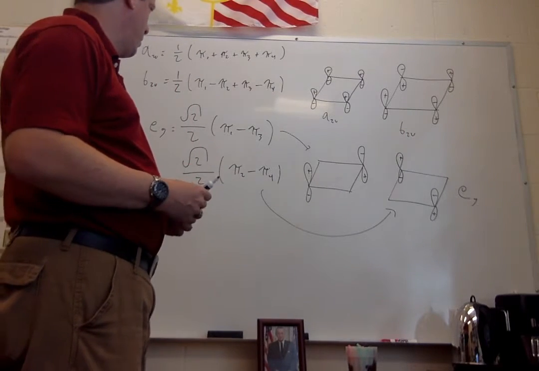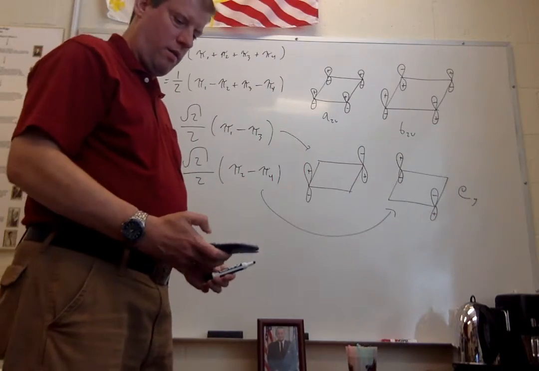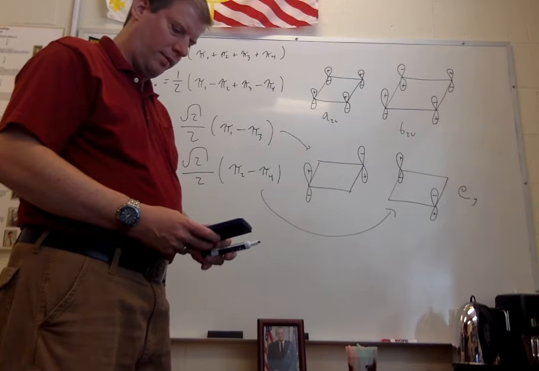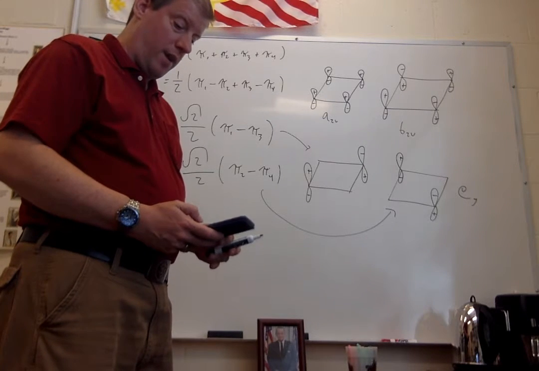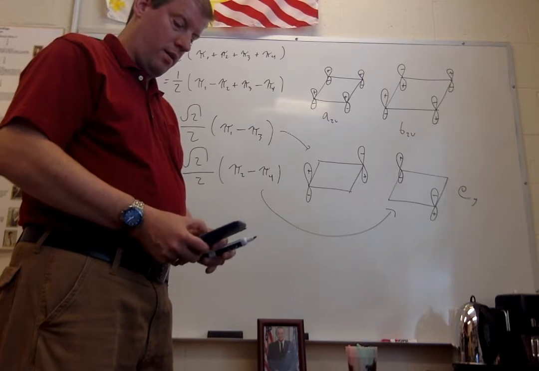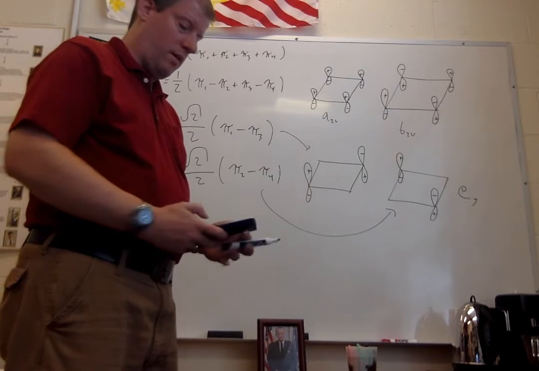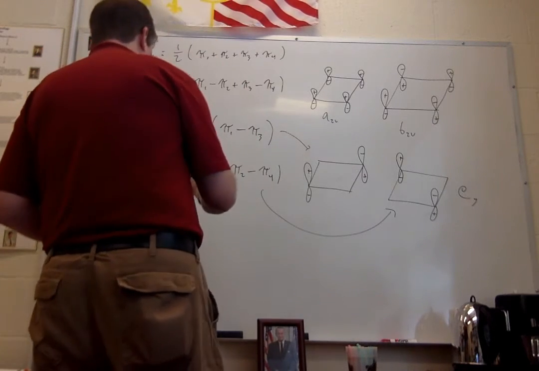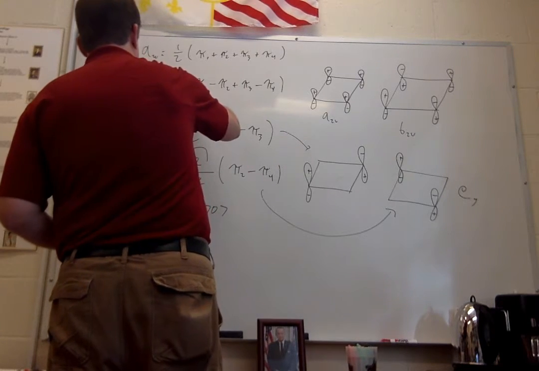Now it turns out, if you look at this, the square root of 2 over 2, if you do the calculation on the calculator, there we go. Right, the square root of 2 over 2 is 0.707. This is obviously 0.5.